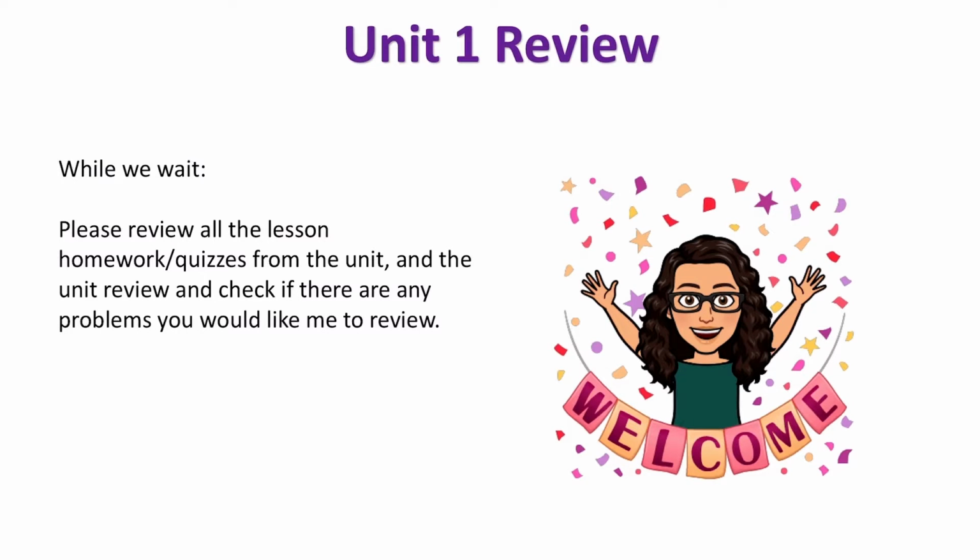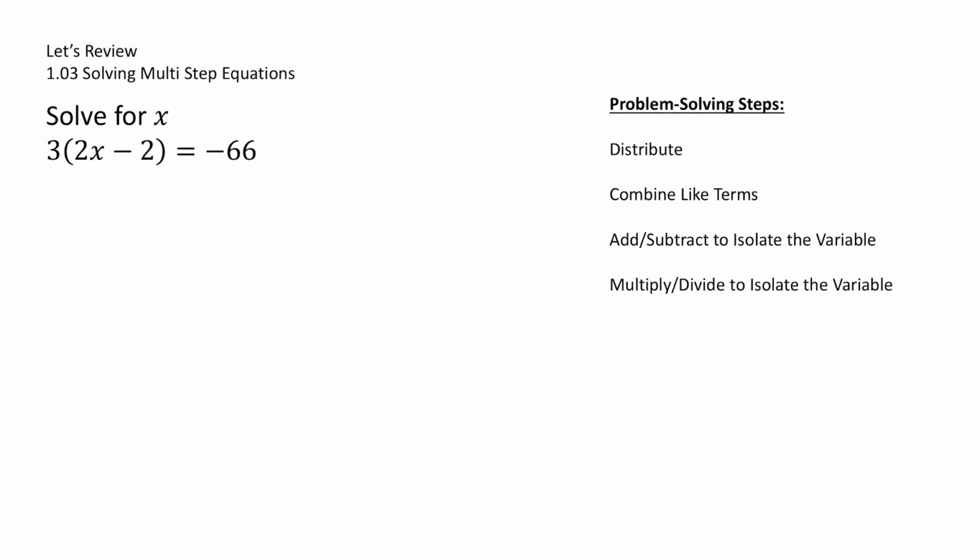Hi everyone, so in this problem we're going to review some problems that are similar to what's on your Unit 1 test. So let's try this problem. We have 3 times 2x minus 2 equals negative 66. So we're going to start off by distributing. So we're going to distribute the 3. So you get 3 times 2x minus 3 times 2 equals negative 66.